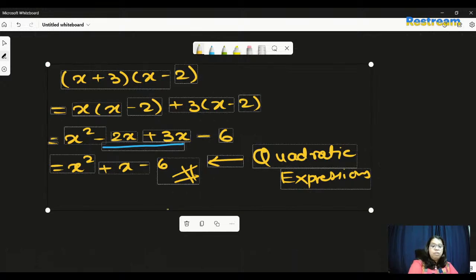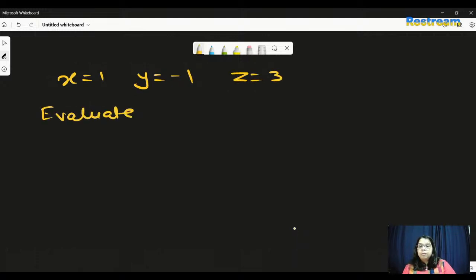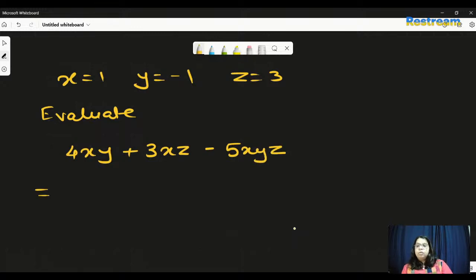Now what happens when they have given you the actual value of the variables and they give you an expression and they ask you to evaluate that expression? For example, let's say they will say x is equal to 1, y is equal to minus 1, z is equal to 3. And then they will say evaluate 4xy plus 3xz minus 5xyz. Okay, so I will just put the values of x, y, and z in each of the variables.